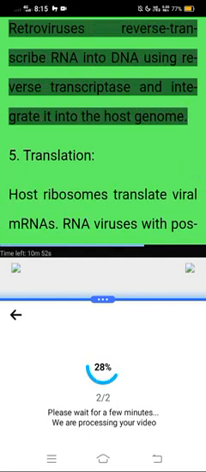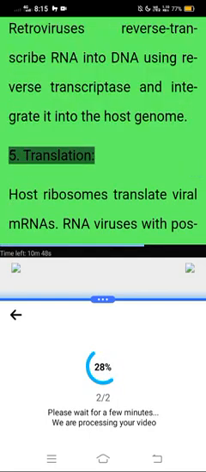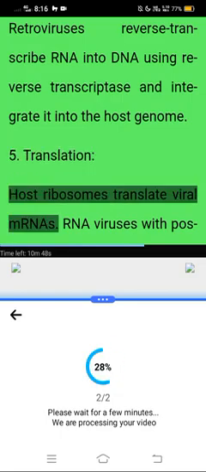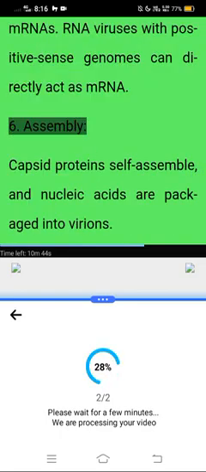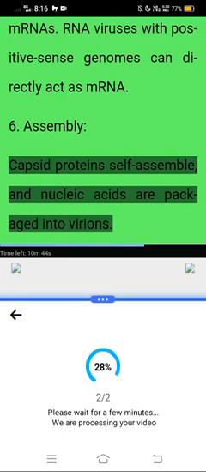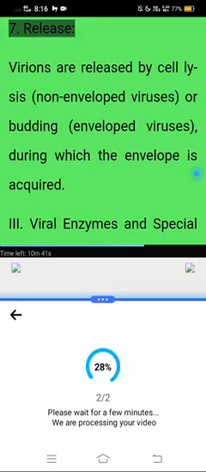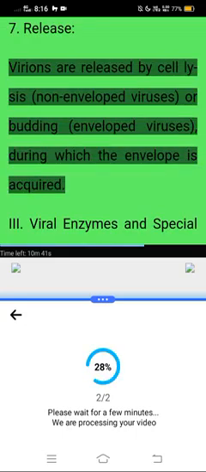Retroviruses reverse transcribe RNA into DNA using reverse transcriptase and integrate it into the host genome. 5. Translation. Host ribosomes translate viral mRNAs. RNA viruses with positive sense genomes can directly act as mRNA. 6. Assembly. Capsid proteins self-assemble, and nucleic acids are packaged into virions. 7. Release. Virions are released by cell lysis of non-enveloped viruses, or by budding of enveloped viruses, during which the envelope is acquired.